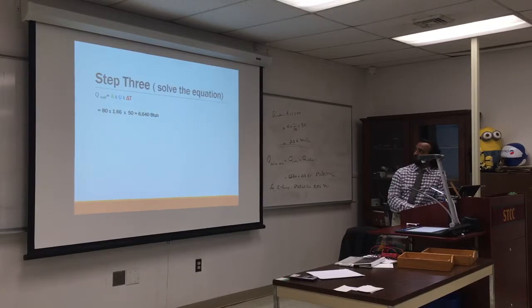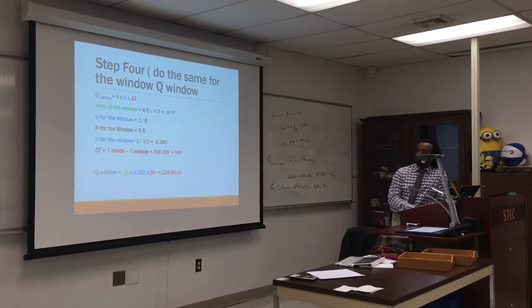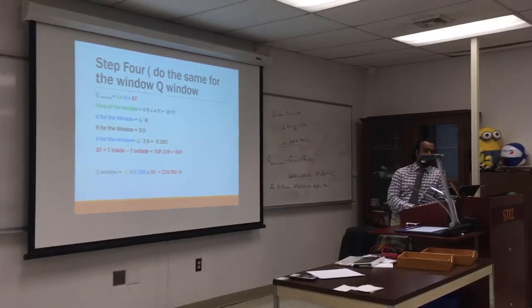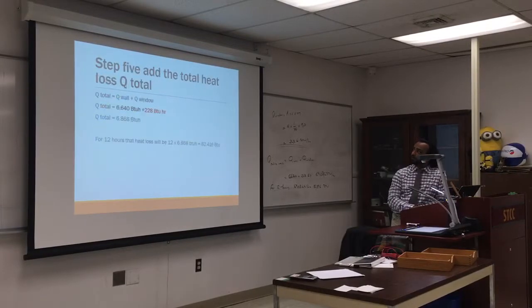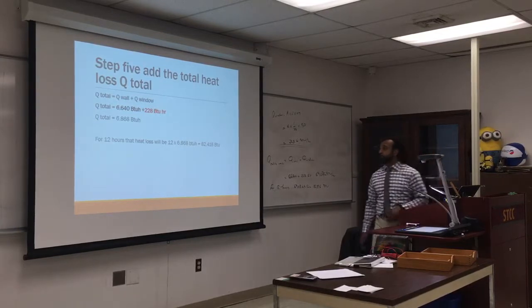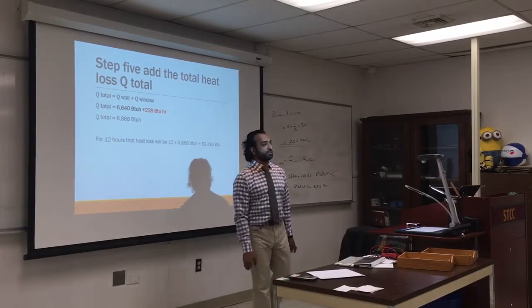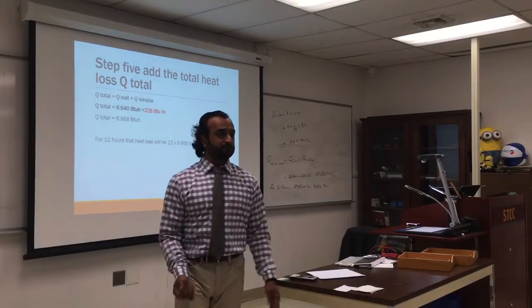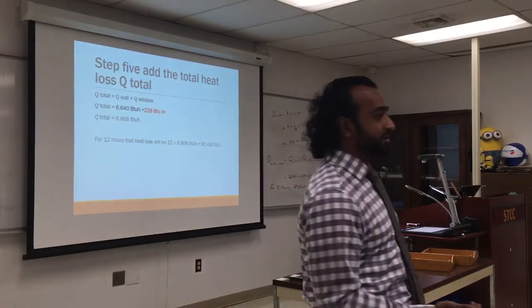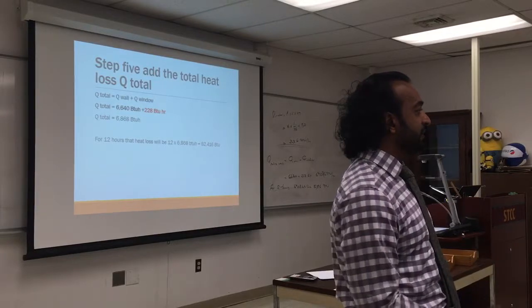Step 3, we'll do the total number. I got the window, the same thing we did here, but now you have it step by step on the PowerPoint. And eventually you get 82,000 BTUs for 12 hours. This is per hour, and this is for 12 hours. What do you think? It seems like a lot of numbers, but it's all a systematic process. Step by step, one by one, fill in the blanks.